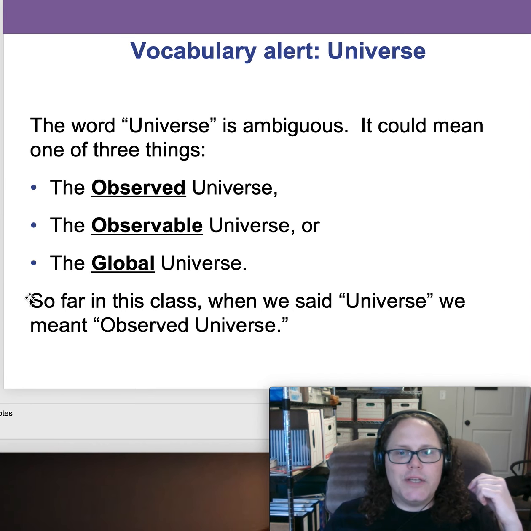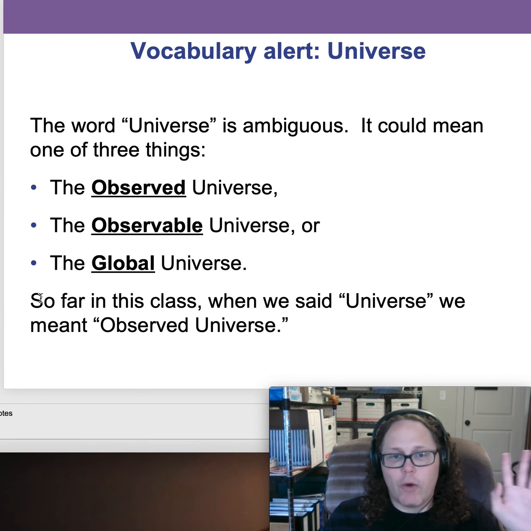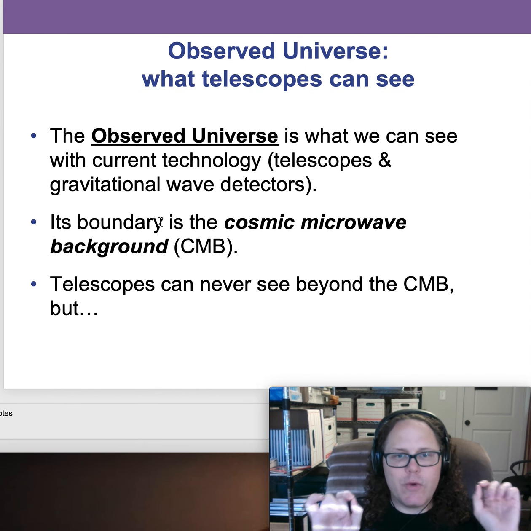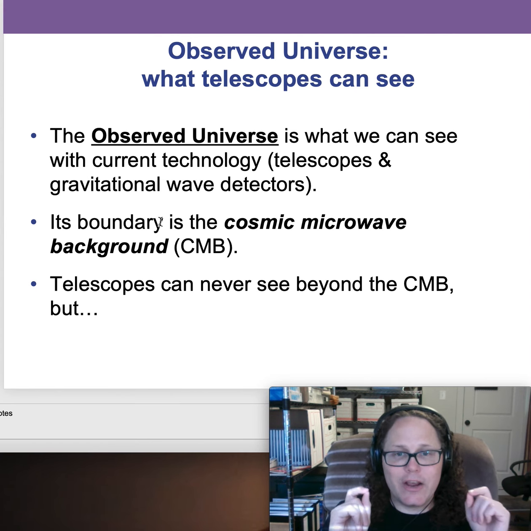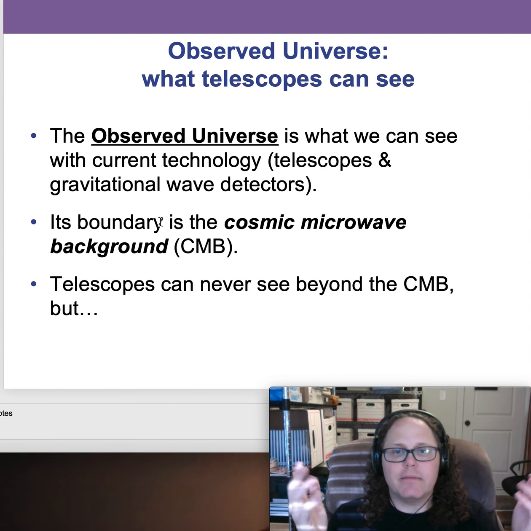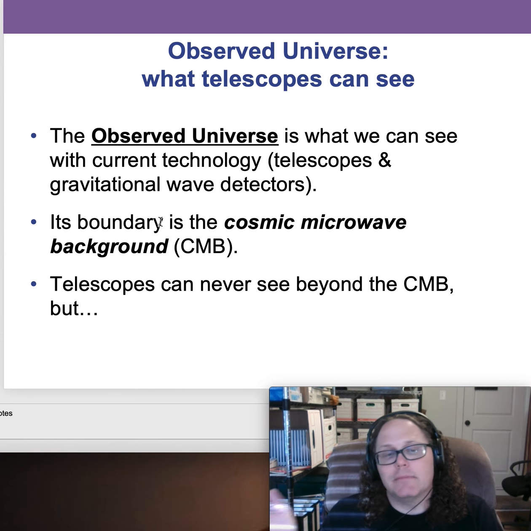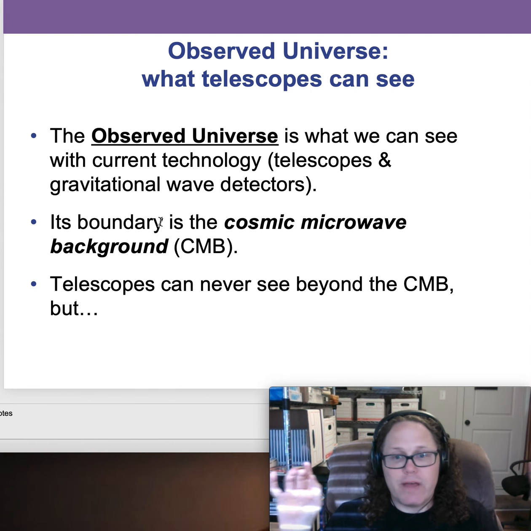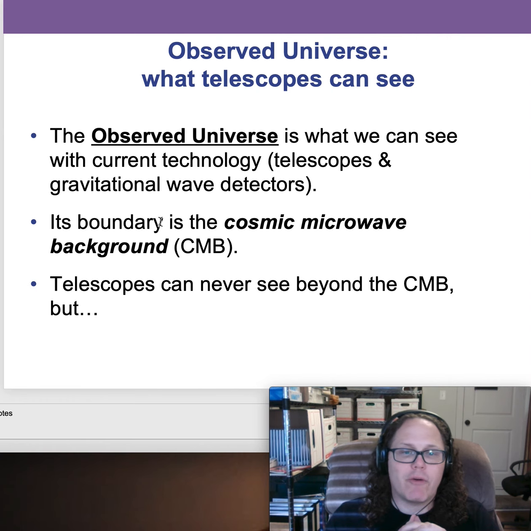In this class, when we say universe, so far we've been talking about the observed universe. That is what we can see with our telescopes. Everything between here and the cosmic microwave background. The cosmic microwave background is the limit of what we can see with telescopes. We can't see beyond it, because before the cosmic microwave background, the universe wasn't transparent to light. Light couldn't penetrate. So no matter how good our telescopes get, we're never going to see beyond the cosmic microwave background.